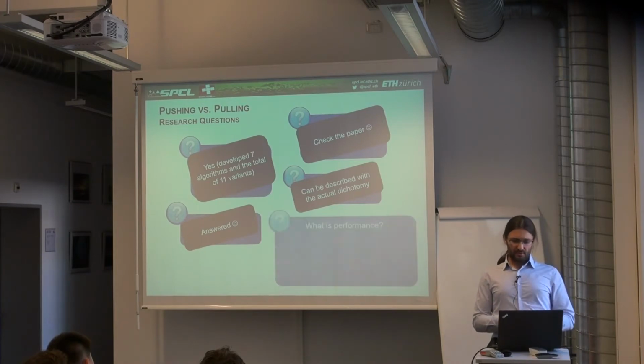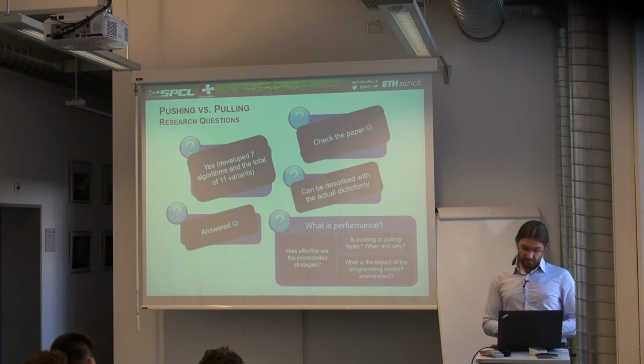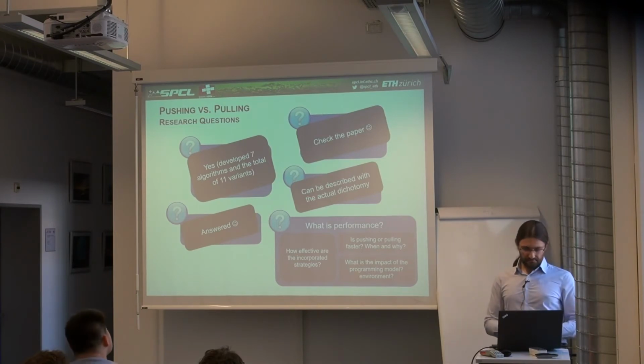And then the final part is what is the actual performance. So a couple of sub-questions: is pushing or pulling faster, and when and why? Or what is the impact of the programming model or environment? And also, can we develop some strategies for generic performance improvements across different variants of graph algorithms?